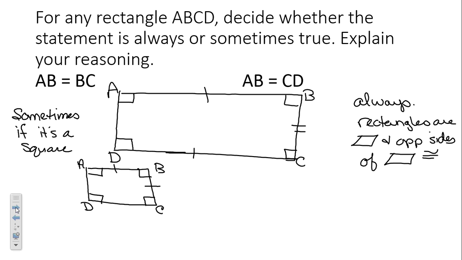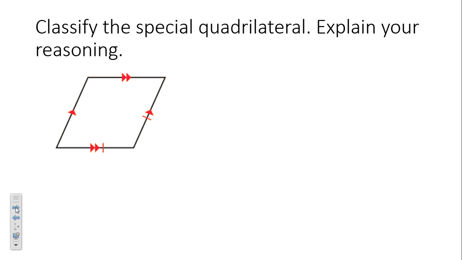All right, so those are the kinds of questions that you're going to see. Another question: they can give you just an image, and they can ask you what kind of special quadrilateral we have here.